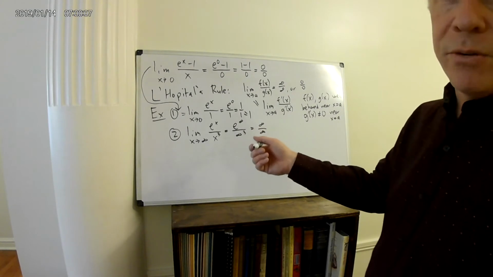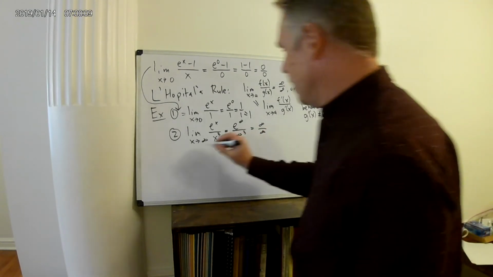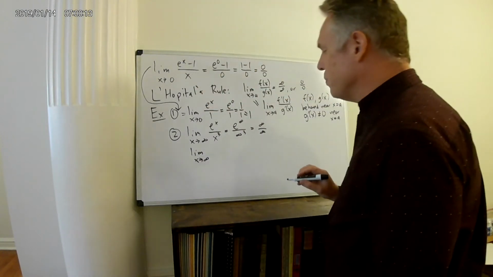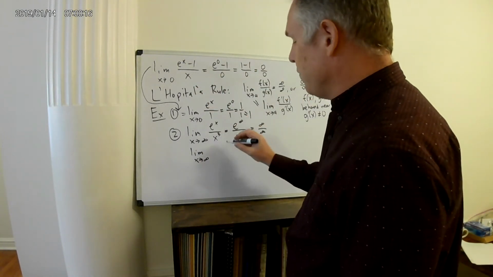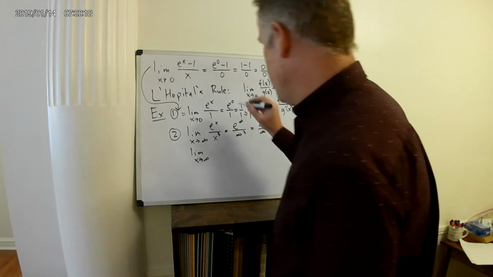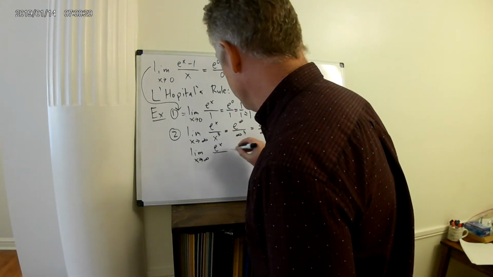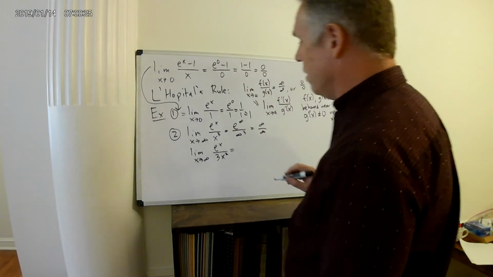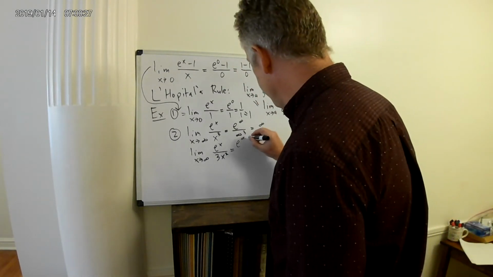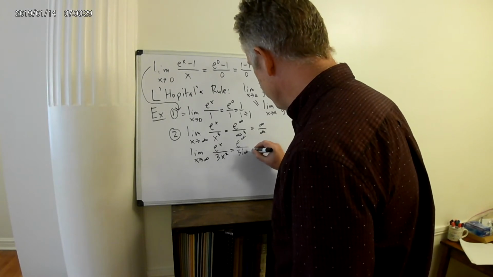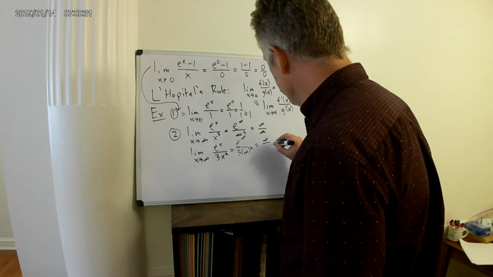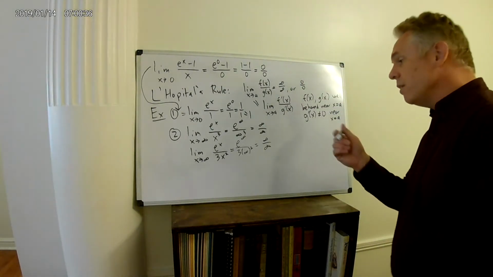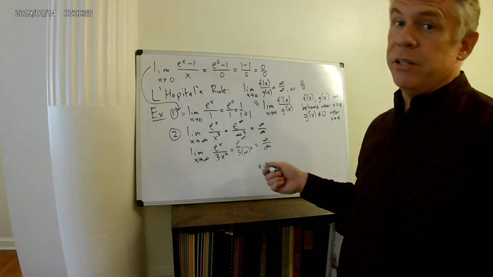There's no simple factoring or simplification I can do, but I can take the derivative of what's upstairs and downstairs separately. So if I take the derivative of what's upstairs, I still get e to the x, right? If I take the derivative of what's downstairs, I get 3x squared. And now I can plug in my limits. I get e to the infinity over 3 times infinity squared, which is equal to infinity over infinity. What happened? Did L'Hopital's Rule fail us? It didn't. It's just that we still have an indeterminate form.